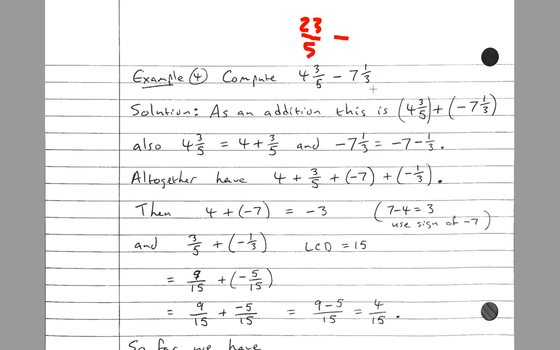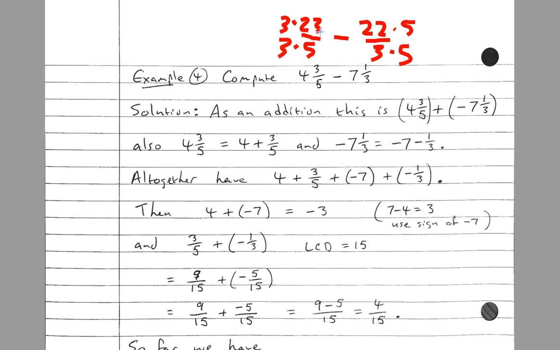Minus 7 times 3 is 21, plus 1 is 22 over 3. Okay, then the LCD is 15, so multiply this by 3 and multiply this by 5. The reason I'm avoiding this down here is, you just get very big numbers.